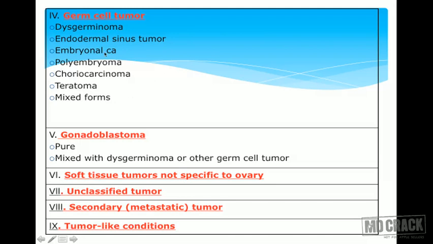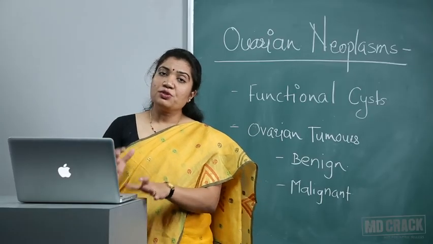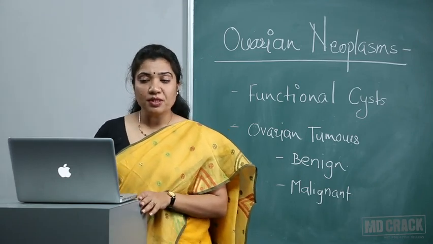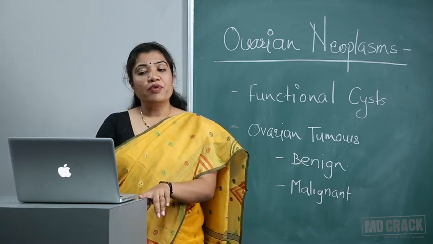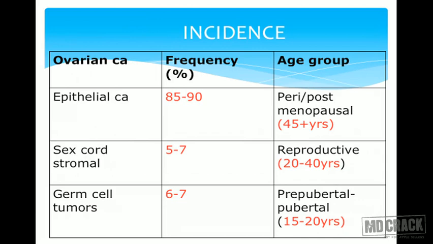polyembryoma, choriocarcinoma, and again a most important tumor of the ovary, that is teratoma. Most important germ cell tumor. I am telling you a few because this is a big classification. It's not possible for you to remember all the types, but at least concentrate on 2 or 3 tumors of each variety where maximum questions are being asked. Gonadoblastoma, pure and mixed, and then the rest of the tumors like soft tissue, unclassified, secondary, which are metastatic tumors from other organs. Now let's see the important ones.